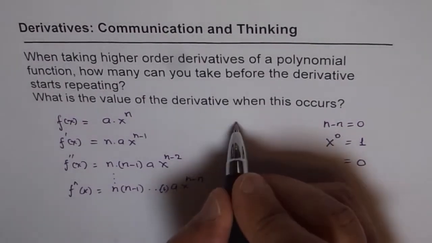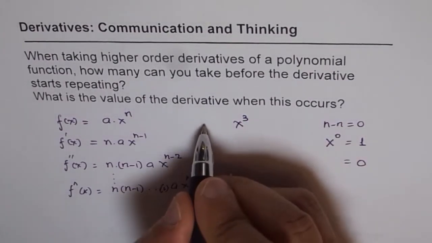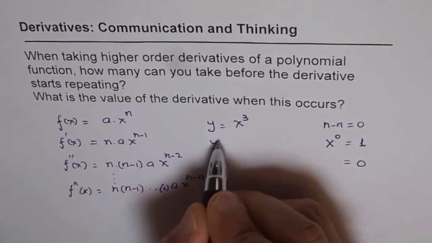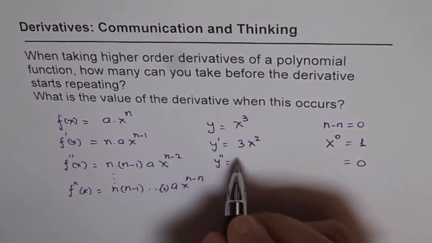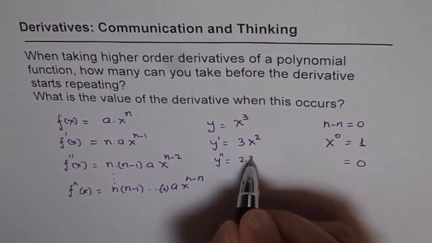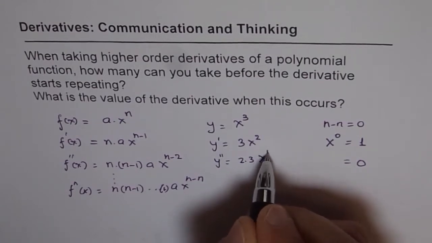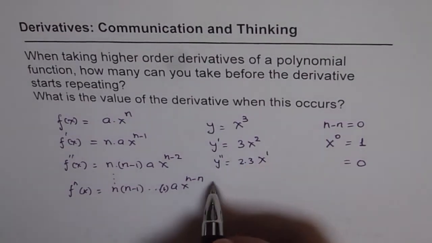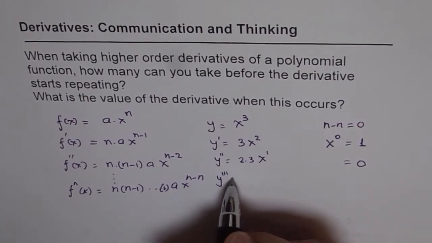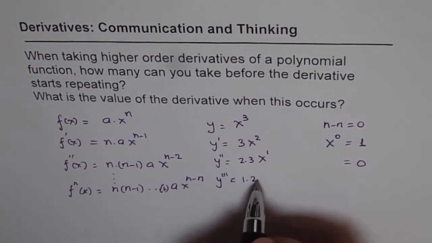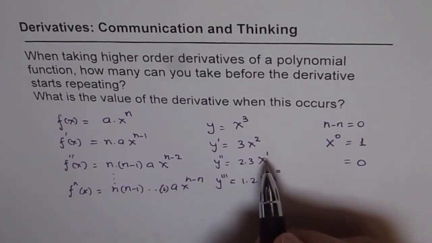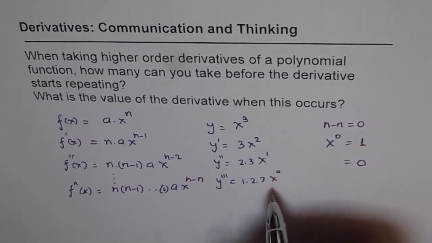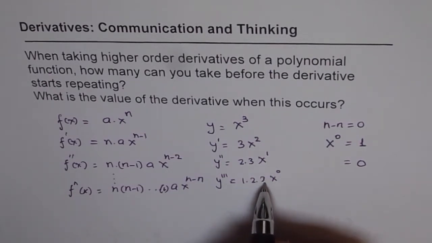So we can take one example here. If we have x cube as our function, let us say y equals x cube, then y dash is equal to 3x squared, and y double dash, the second derivative, will be 2 times 3, that is 6 into x. Now this is x to the power of 1. Do you understand? And next will be y triple dash, and that is equal to 1 times 2 times 3 x to the power of 0, right? What is x to the power of 0? It is just 1, right? Constant. So it is just the number 1 times 2 times 3.